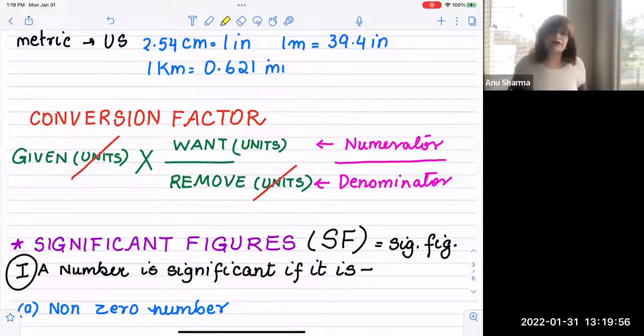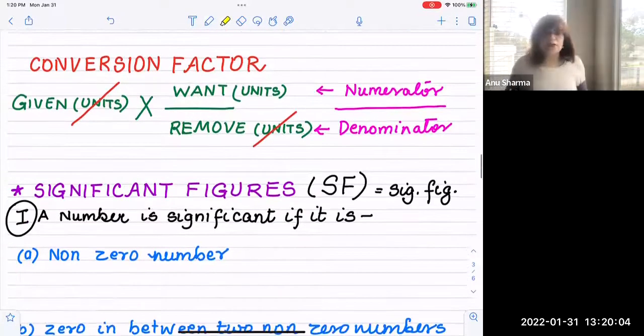So these are the conversions of metric and US. We call them equalities. Now, in order to convert an equality, generally, or something that is given in one unit to another unit, we use the method of conversion factors.